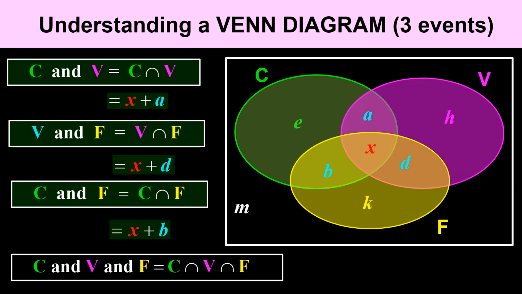And now if we want C and F and V, all three of them, the intersection of all of them, that's that portion there. That belongs to all three of them. And that is only the X there.